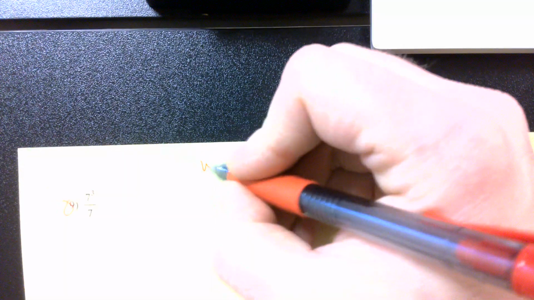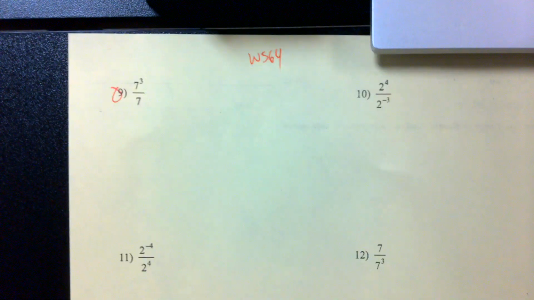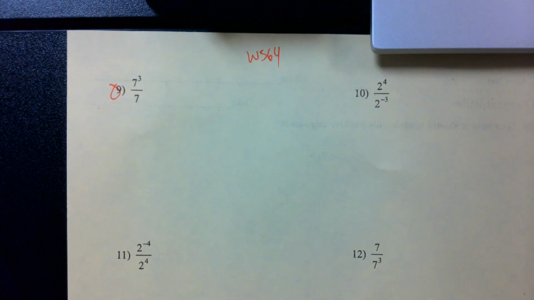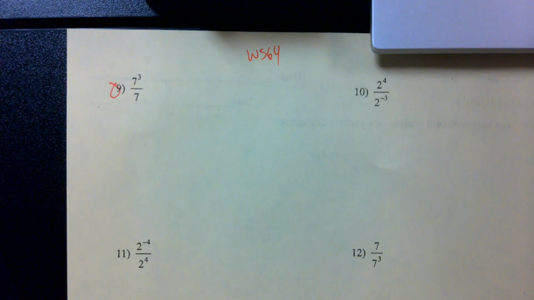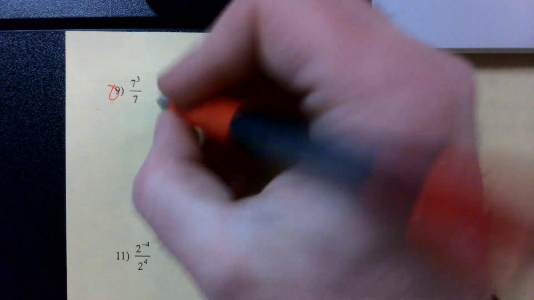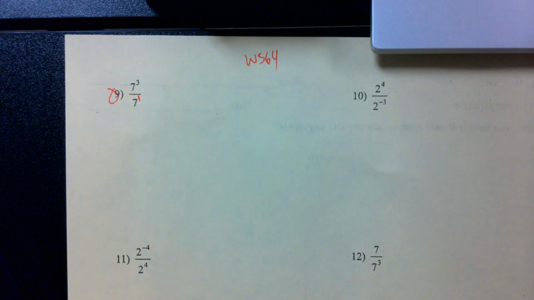So starting out with number 9. This is worksheet 64. All right, I got 7 to the third on the top, and I got a 7 with no exponent on the bottom. What can I do here? What do I need to put on that little 7 on the bottom? Oscar? 1. A 1. That's right. I got an invisible 1 for my exponent.